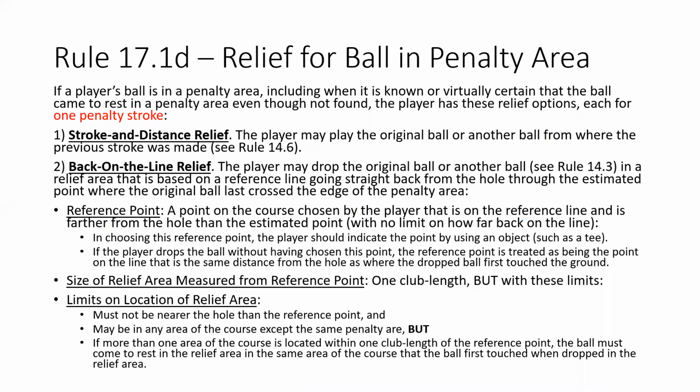But again, we have that reference point that is going to be something that the player chooses. It could be that they put a tee in the ground, or they could just say that divot in the ground there is my reference point. If they don't identify what the reference point is going to be, then it's just going to be where it hits the ground after the player drops it. Where it hits that first time is that reference point, and then you've got your one club length in either direction on which to drop, side to side, but not closer. Correct.